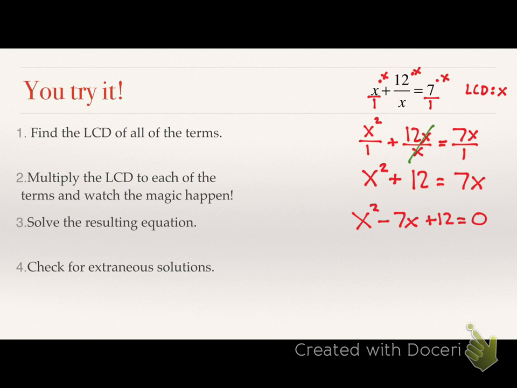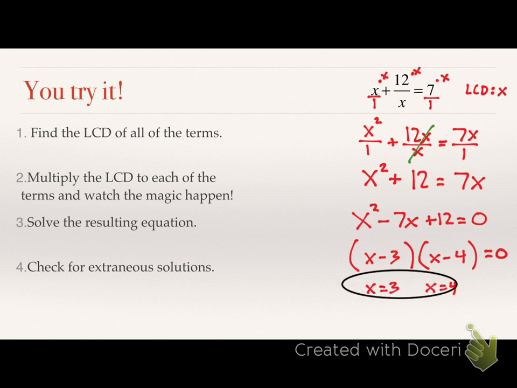I'm going to try factoring because when it works, it is the fastest, in my opinion. And there are factors of 12 that add up to -7. Those factors are -3 and -4. If you take both of those factors, set them equal to 0, and solve, you will get these two solutions, x equals 3 or x equals 4.